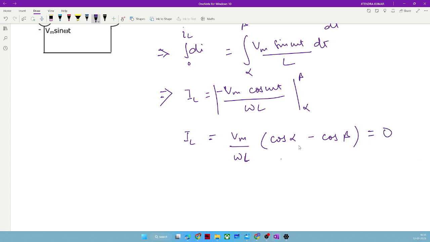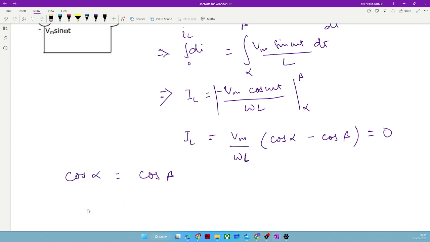And if I equate IL equal to 0, what I mean indirectly is cos alpha is equal to cos beta. So when this condition is satisfied, cos alpha equal to cos beta, there will be one relation in terms of alpha. So beta is 2n plus minus 1 alpha, right? No, sorry, 2n plus 1.